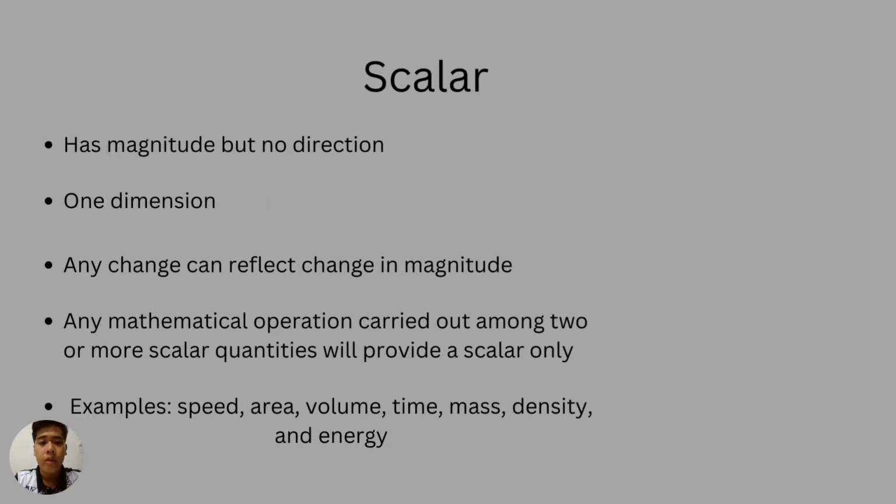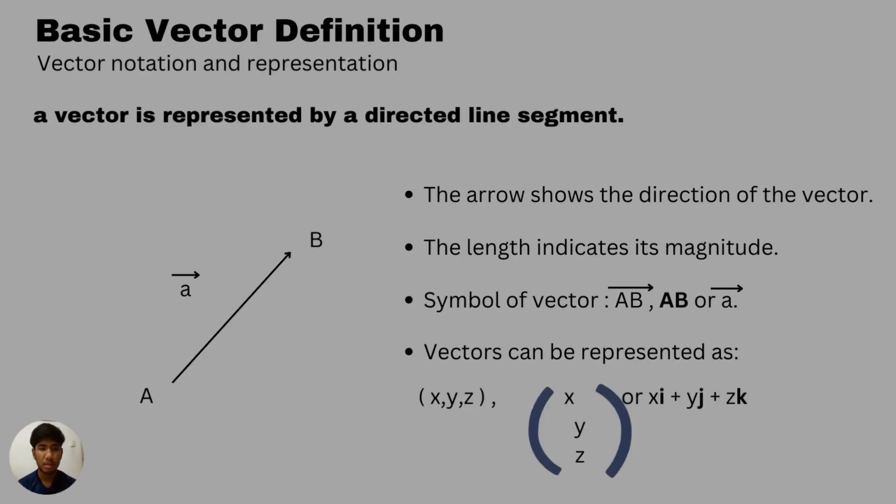Scalar has magnitude but no direction, one dimension. Any change can reflect change in magnitude. Any mathematical operation carried out on two or more scalar quantity will provide a scalar only. Example: speed, area, volume, time, mass, density, and energy.